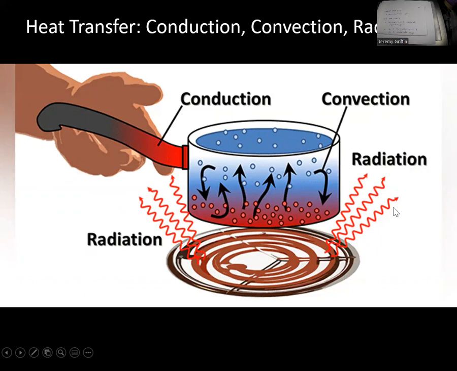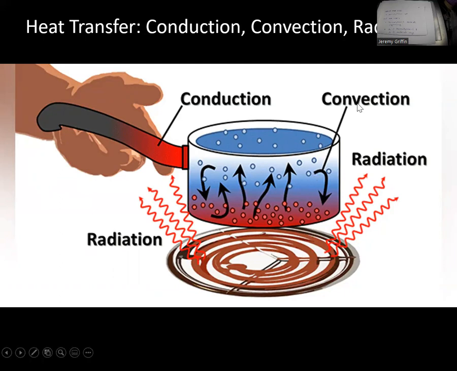Switch over to radiation here. You guys know about that one already. This is like electromagnetism. Radiation is the one that can go through the vacuum of space. That's how electromagnetic energy gets from the sun to the earth, through radiation, through the vacuum of space.